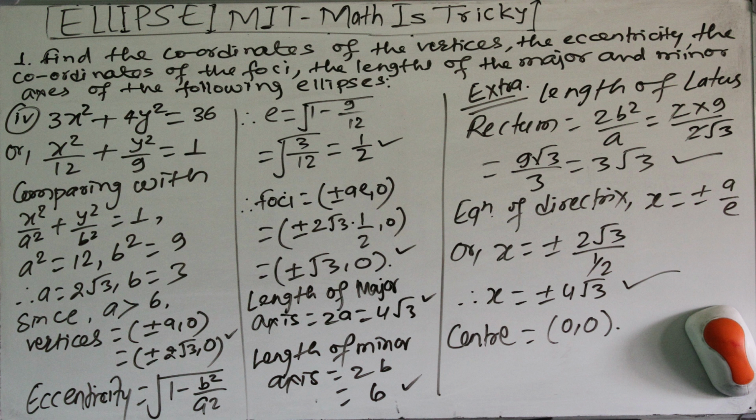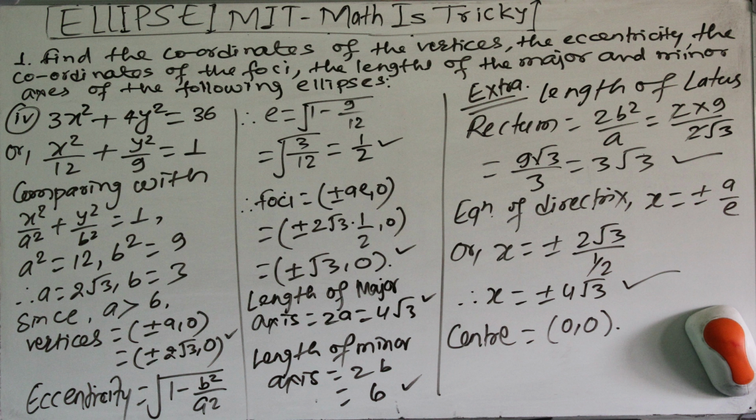So here, since a is greater than b, our vertices will be plus minus a comma 0, that is plus minus 2 root 3 comma 0. Eccentricity will be square root of 1 minus b square by a square, and by simplification we'll get e equals 1 by 2, and foci will be given by plus minus a comma 0, which gives plus minus root 3 comma 0.